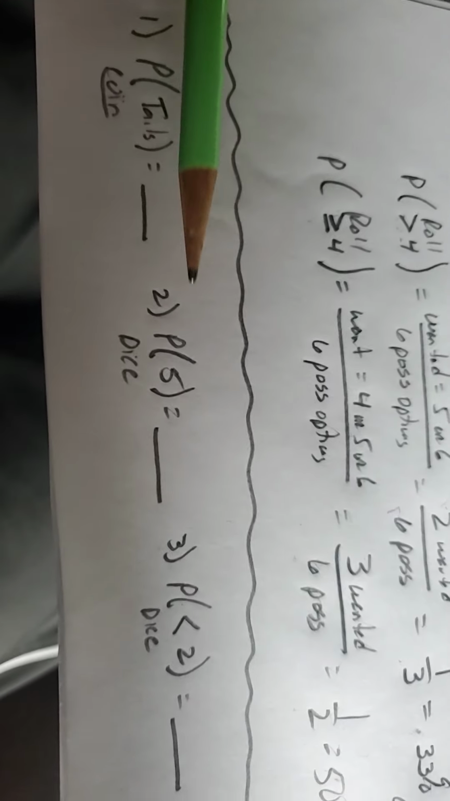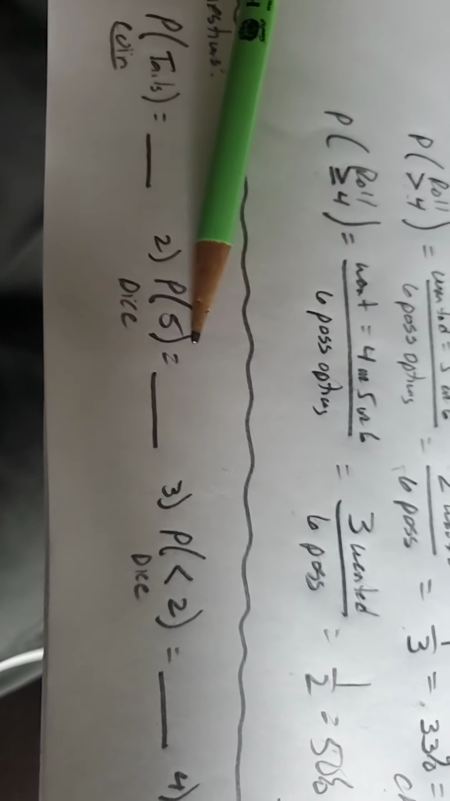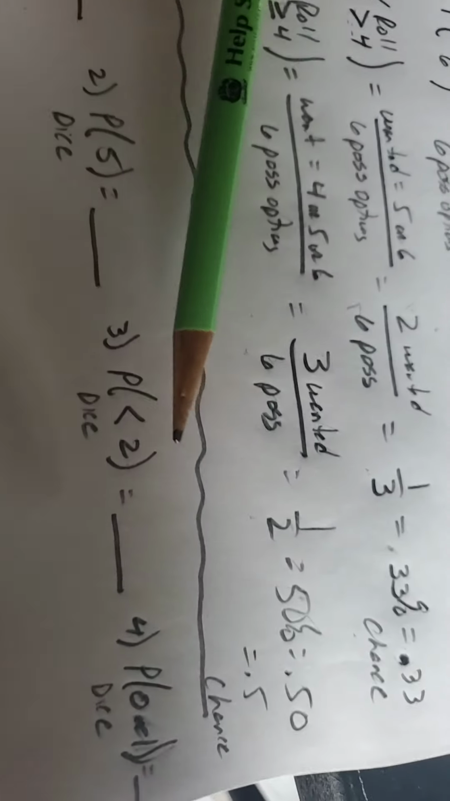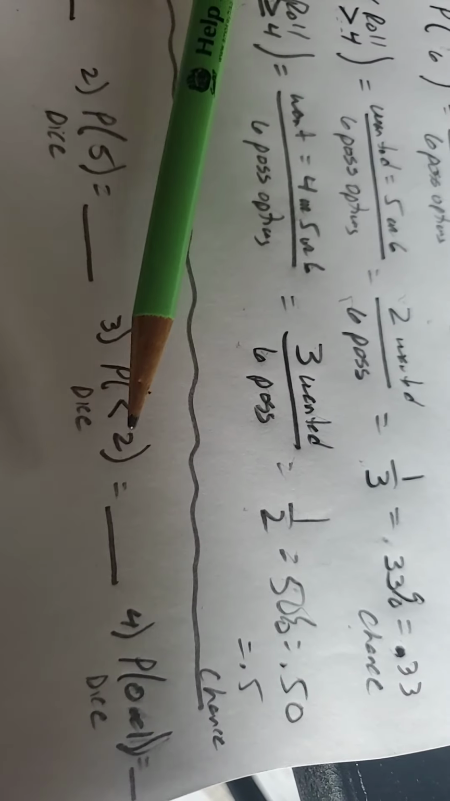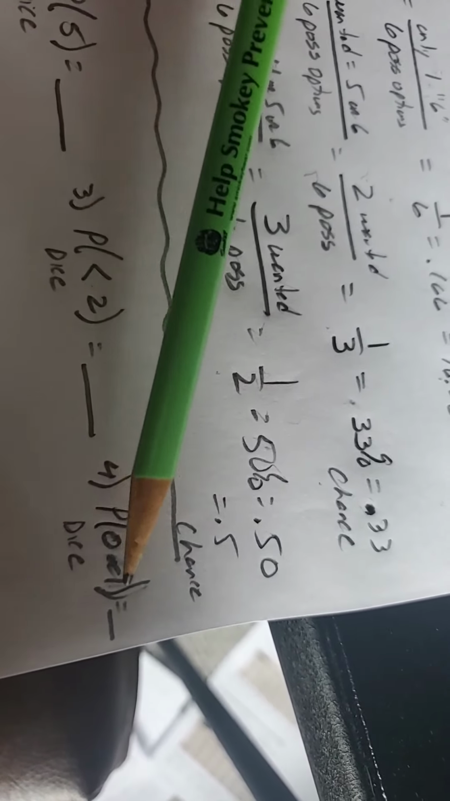Now there are 4 questions at the bottom of the notes that I would like for you to do. What's the probability of flipping a tail on a coin? What's the probability of rolling a 5 on a die? What's the probability of rolling something less than 2? And what's the probability of rolling a 0 or 1 on a die?